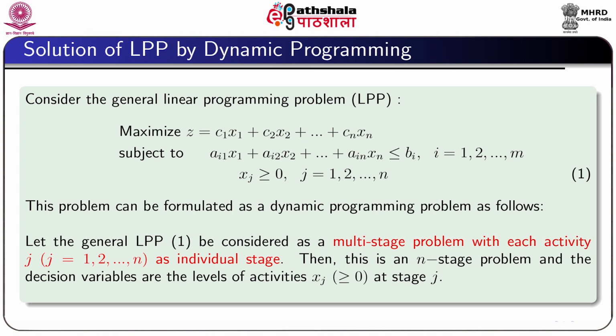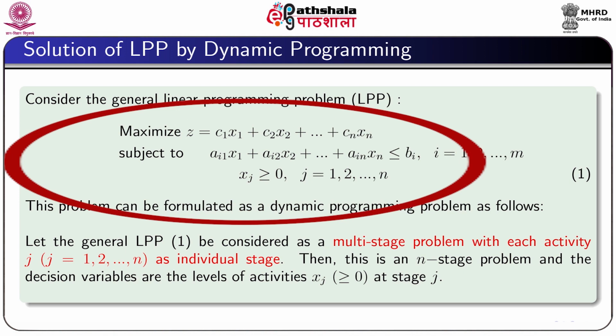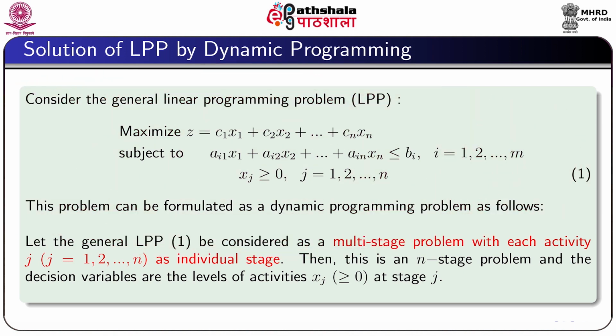Consider the general linear programming problem. Maximize z equal to c1 x1 plus c2 x2 plus dot dot dot plus cn xn, subject to ai1 x1 plus ai2 x2 plus dot dot dot plus ain xn less than or equal to bi, where i equal to 1 up to m, and xj greater than or equal to 0 for all j equal to 1 up to n. This problem can be formulated as a dynamic programming problem as follows.